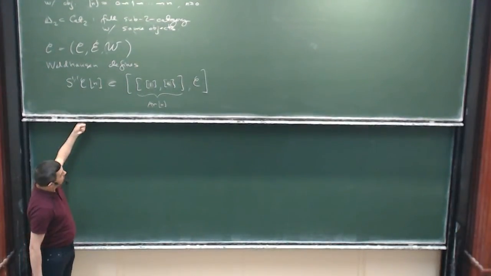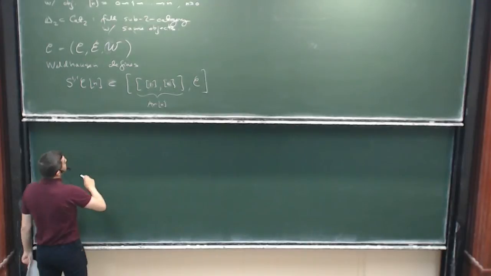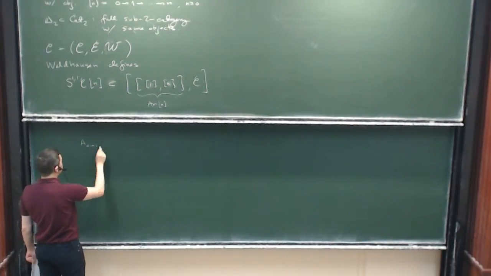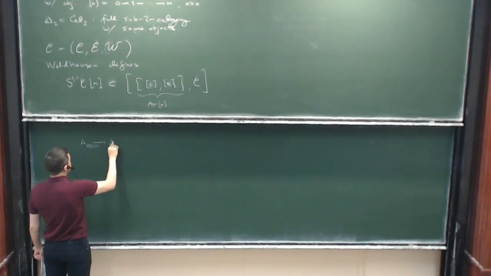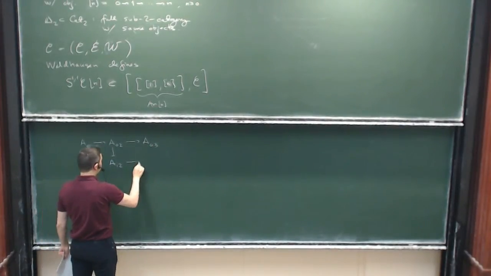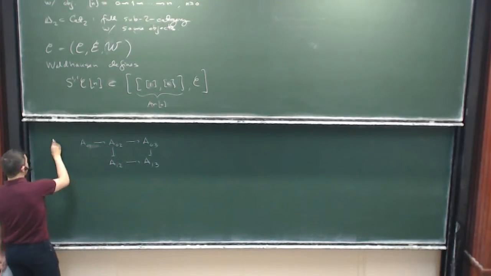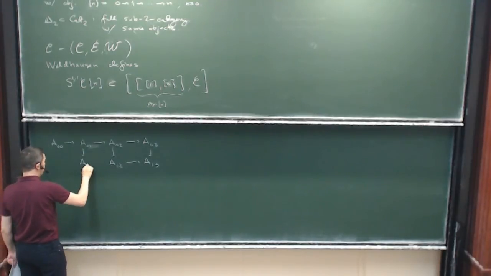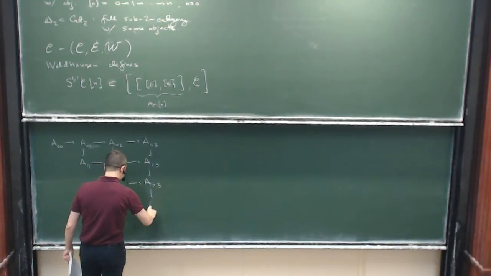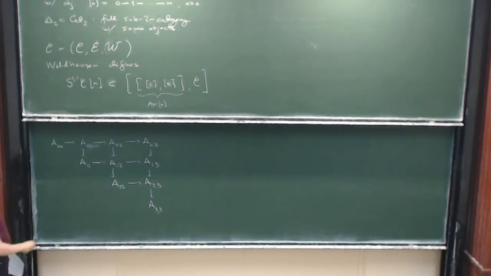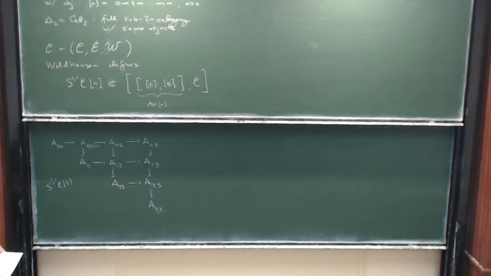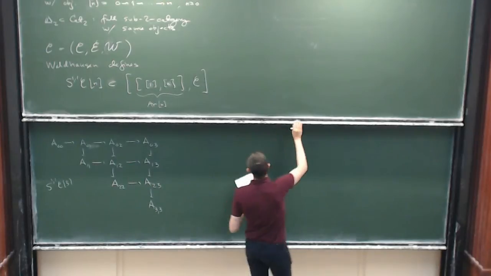Maybe let's write up a typical object, so it looks like this: A_{0,0}, A_{0,1}, A_{0,2}, A_{1,2}. Actually I should start with A_{0,0}. Okay, so this is a typical object in S_n C, here n = 3. Okay, and now this is required to satisfy two things.